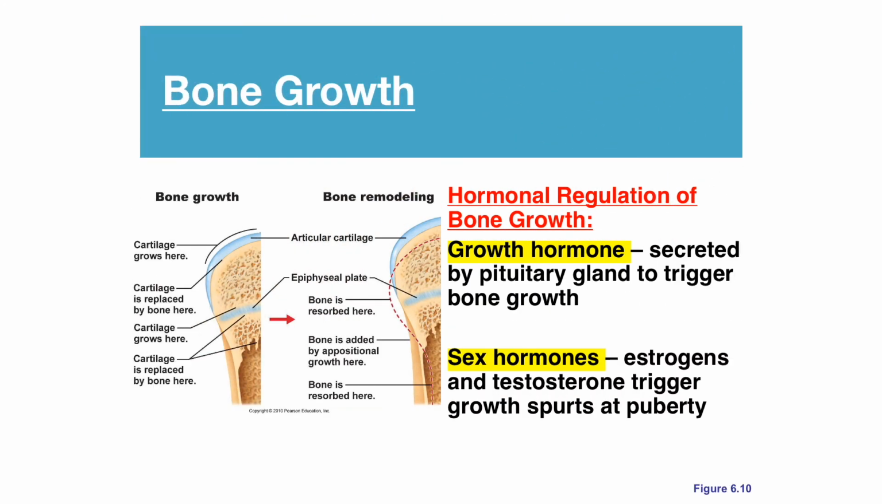Bone growth. And when it comes to bone growth, a hormone called growth hormone, which if excessive, is secreted by our pituitary gland. And this triggers bone growth. You got it. Now, also at puberty in males and in females, their hormones will trigger growth spurts. Now, males have the testosterone and females have the estrogen. Now, eventually this levels us off at where we are.